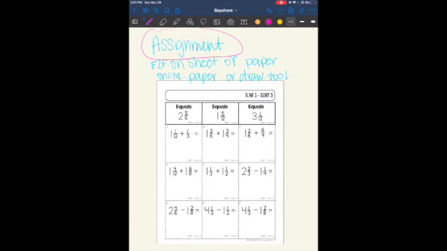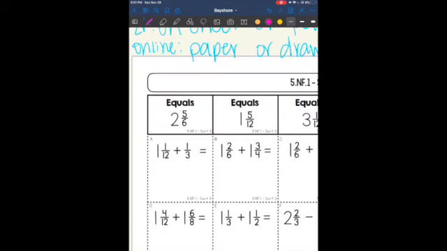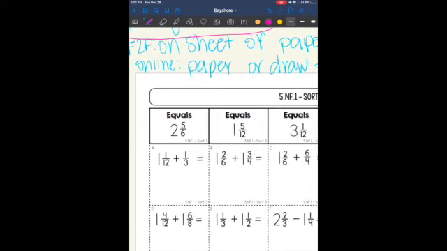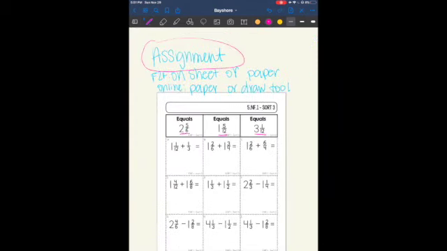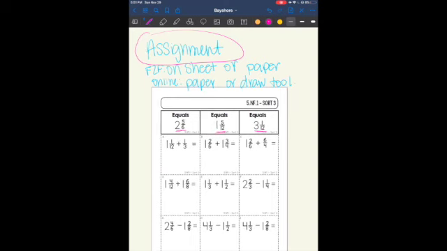So what you want to do is solve them. First, show all your work, and then check up at the top. Does it equal 2 and 5/6? Does it equal 1 and 5/12? Or does it equal 3.5? Okay. If your answer does not equal one of those three, make sure to simplify it, make sure it is not an improper fraction, and go back. Every question should equal one of these three answer choices.